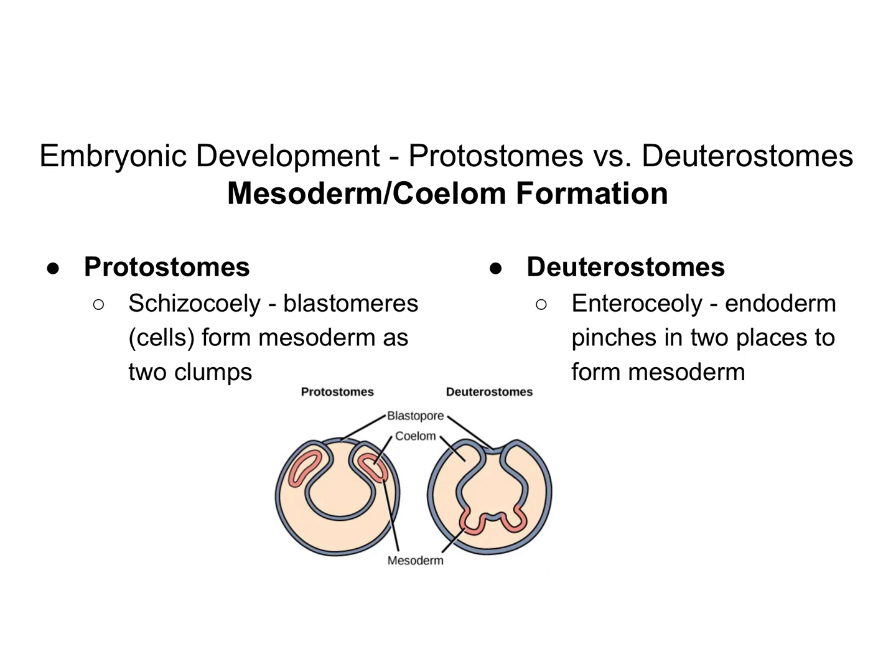Protostomes and deuterostomes also differ in how the mesoderm forms. And remember, the mesoderm is also going to ultimately form the coelom or the body cavity. So in protostomes, we have schizocoely, which means that the cells in the blastula are going to form the mesoderm in these two clumps. You can kind of see that here. And then the coelom, or that body cavity, forms inside the mesoderm. In deuterostomes, we have enterocoely, which is where the endoderm pinches off, which we can see here, to form the mesoderm.